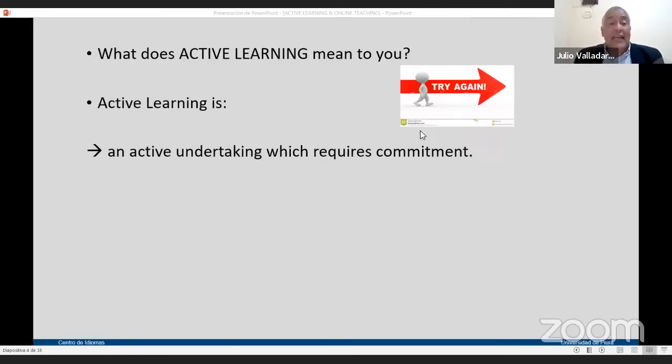Those are some ideas, no? Active learning is an active undertaking which requires commitment. Yes, commitment, face-to-face or online learning. That's what happened in online learning. Yes, we were thrown into the deep end of the pool. Remember? Wow, commitment. The students, were they really committed? That was a big question that I asked myself.